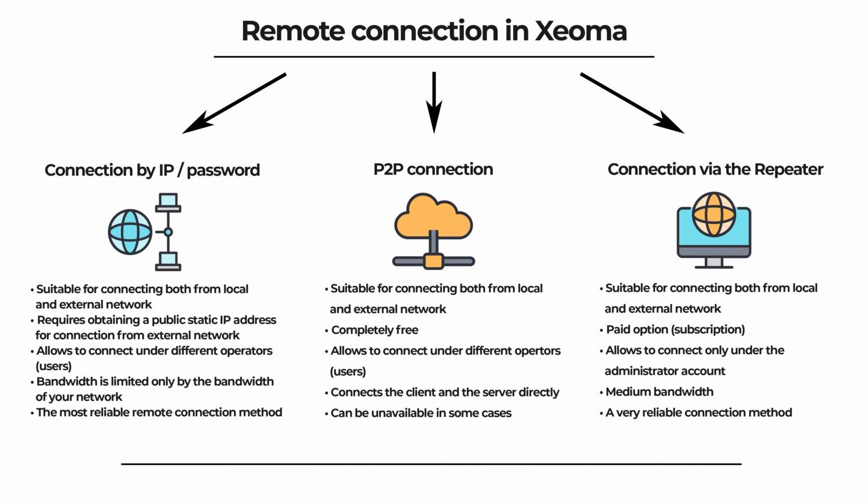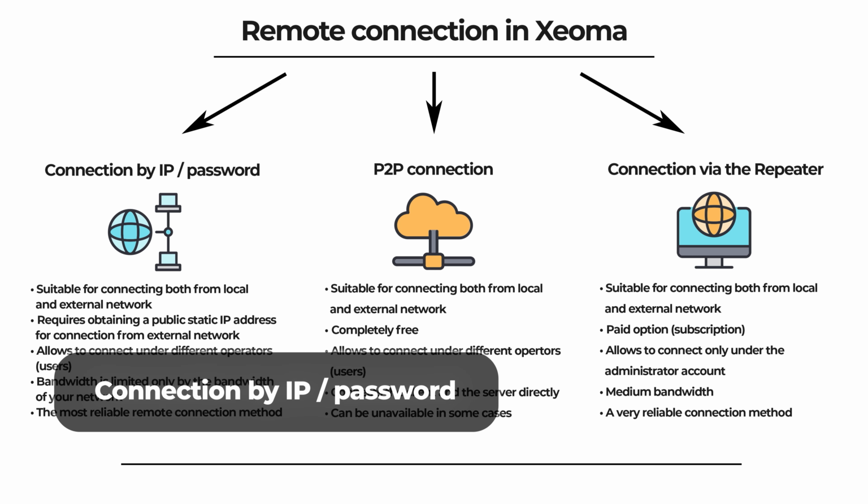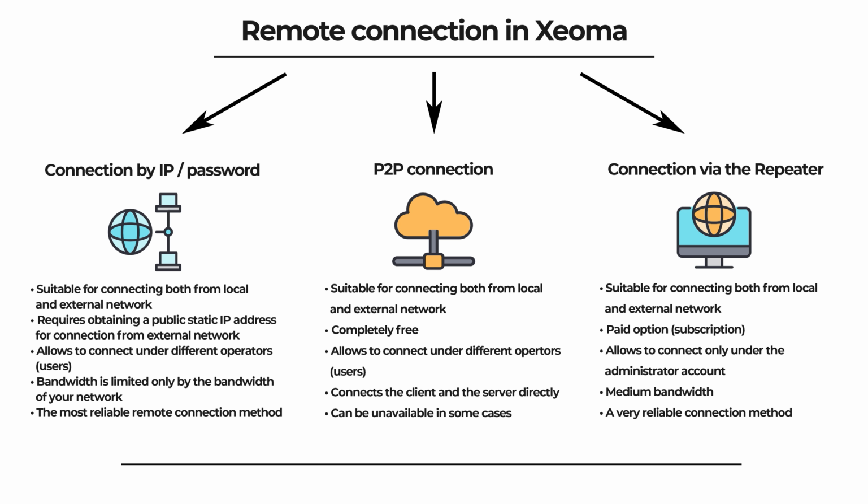Xeoma offers 3 options for remote server access. Method 1. Connection by IP and password. This method suits situations when your server and remote device are connected to the same network, such as the same Wi-Fi, or if you purchased a public static IP address for the server from your internet provider.